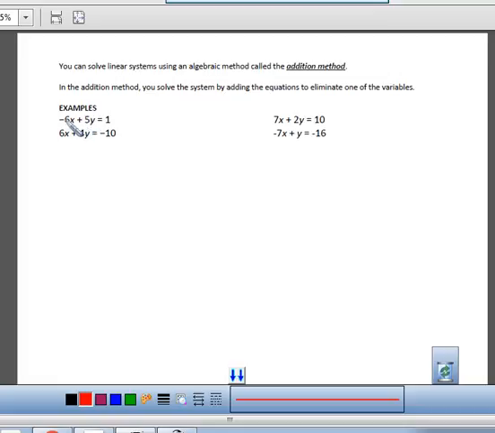Right away I noticed I have a negative 6x and a positive 6x. So, in step 1, because these two are the same but the opposite or inverse of each other, if I add them, they will eliminate. Negative 6x plus 6x is 0. So now, all I have is the rest of it. I'm adding this vertically, going from top to bottom. So 5y plus 4y is 9y. 1 plus negative 10 is negative 9. So there's step 1. Step 2, now solve for y. So I'm going to divide both sides by 9. And I get y is equal to negative 1.